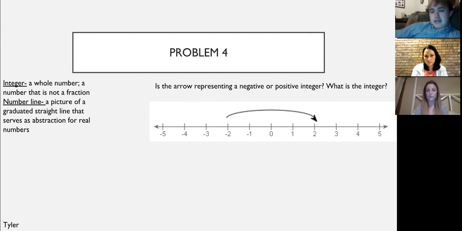Negative would mean that the arrow is moving towards the left. Positive would mean that the integer is moving to the right. So as we can see in this equation, the arrow is moving from -2 to 2. So in this equation, we have a positive integer, and that integer is 2.